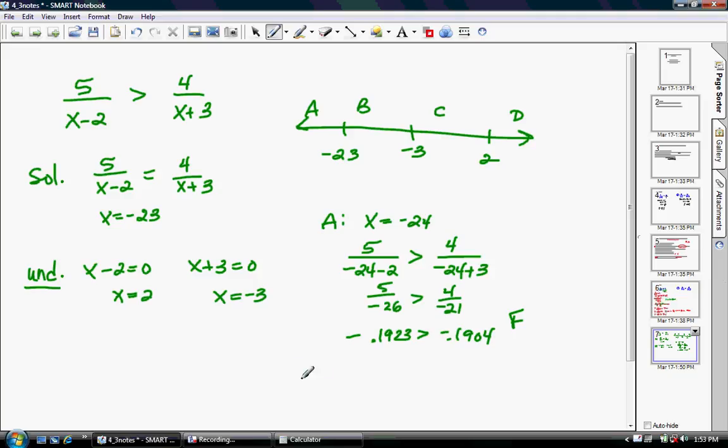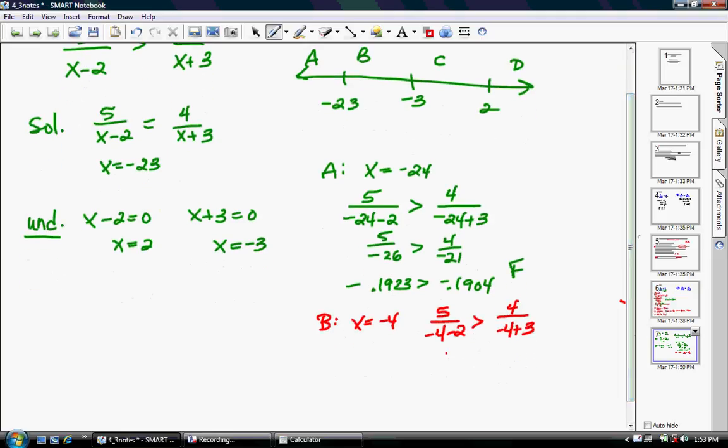Let's see what happens out of region B. Plugging in a number between negative 23 and negative 3, so let's say maybe negative 4. So is 5 over negative 4 minus 2 greater than 4 over negative 4 plus 3. Oops. So what is that? 5 over negative 6. Is that greater than 4 over negative 1? So negative 5/6 is greater than negative 4. And that's actually true, right? Because on the number line, negative 5/6 is to the right of negative 4, so that would be true.